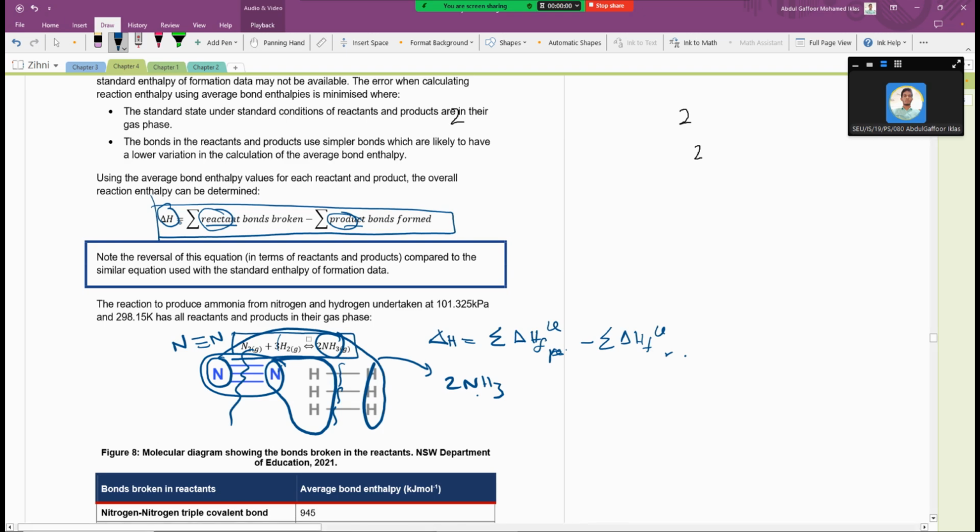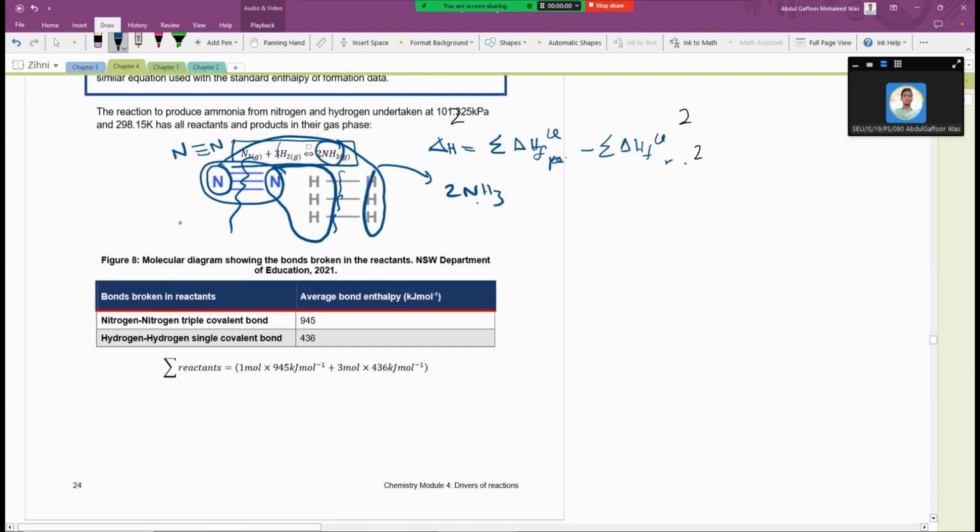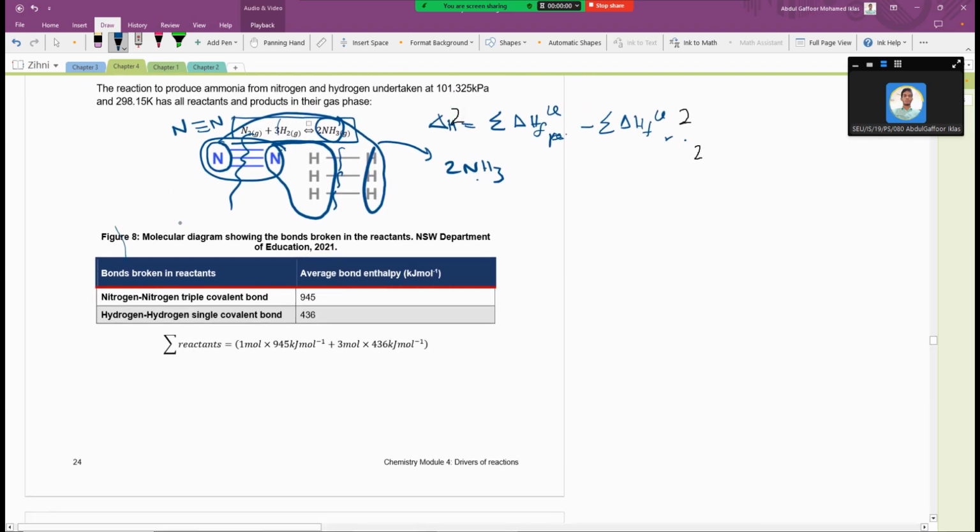If you write it the other way around, then you will get the magnitude correct, but the sign will be different. If you are supposed to get negative, then you will get positive, right? So you have to always subtract the product from the reactant. Reactant first and then product. Do you understand? Reactant minus product. Now we will look at this example and check if we get the same energy again.